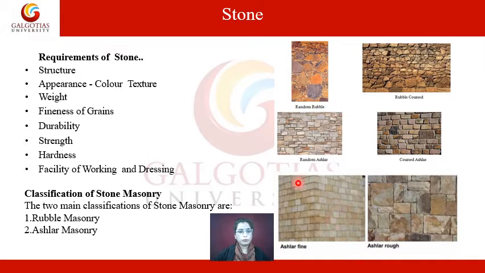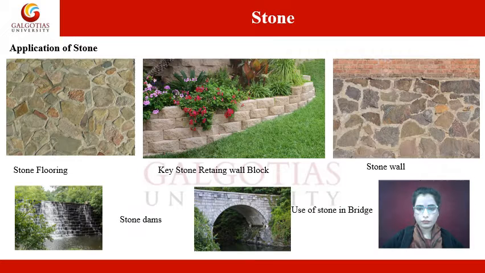Here are given some requirements of stone. These are required for structures: appearance, color, texture, weight, fineness of grain. Stone should have good durability, strength and hardness, and facility of working and dressing. So these were the examples and requirements of stone masonry.